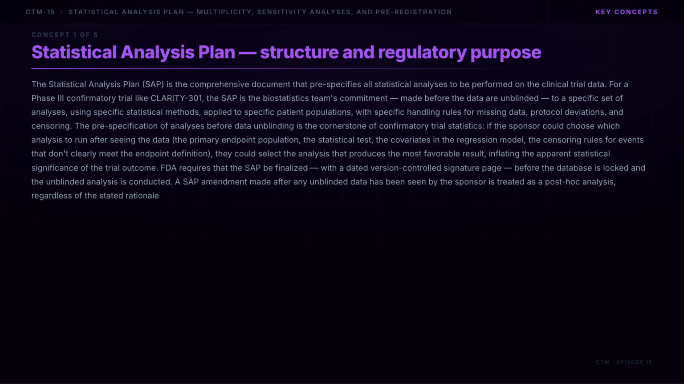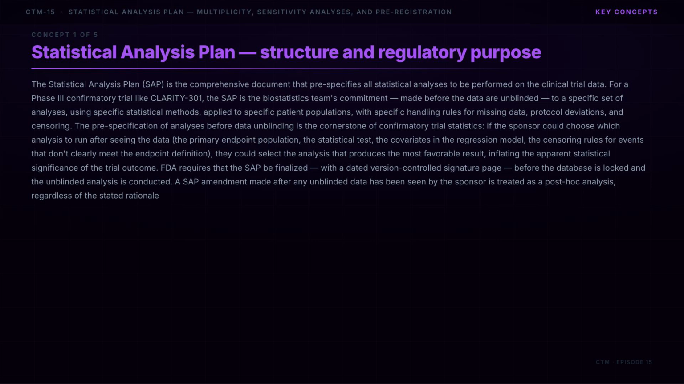The pre-specification of analyses before data unblinding is the cornerstone of confirmatory trial statistics. If the sponsor could choose which analysis to run after seeing the data, the primary endpoint population, the statistical test, the covariates in the regression model, the censoring rules for events that don't clearly meet the endpoint definition, they could select the analysis that produces the most favorable result, inflating the apparent statistical significance of the trial outcome.